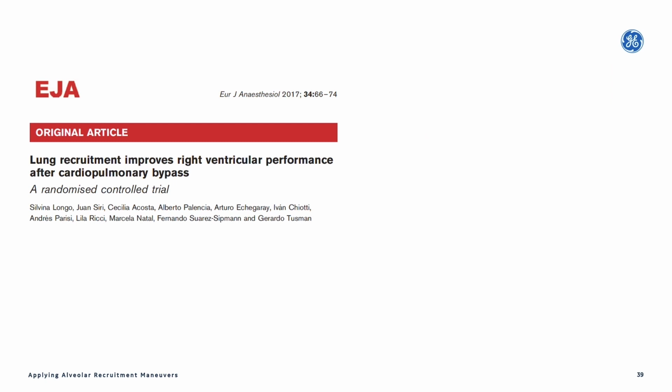One concern that is sometimes raised in the operating room when I'm performing recruitment maneuvers and PEEP trials is, does this increased intrathoracic pressure impair left ventricular or right ventricular output? The answer, I believe, is no. The improved VQ matching that results from opening collapsed alveoli reverses hypoxic pulmonary vasoconstriction and improves both RV and LV function. I think that's brought out by this study by Longo et al., who looked at lung recruitment following cardiopulmonary bypass in the operating room.